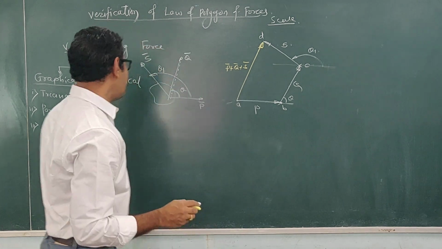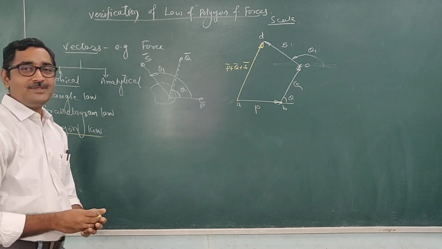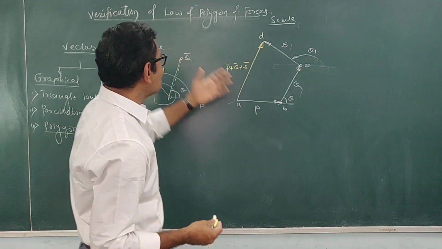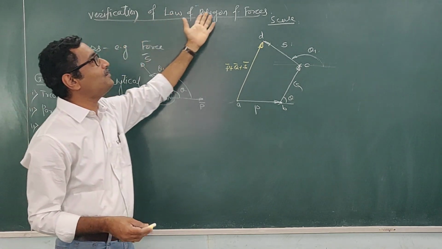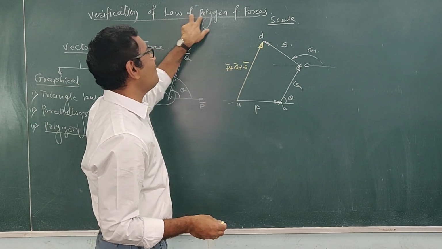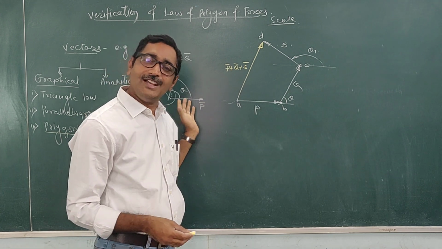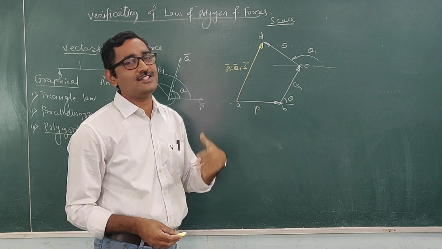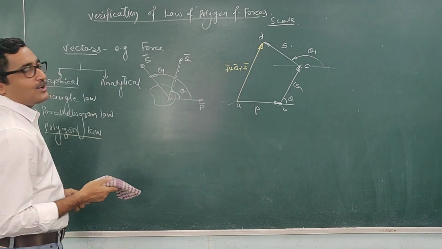Basically, these are the laws which are used to add vectors. Related to our subject of engineering mechanics, in which we are going to deal with force systems, we are going to apply this law of polygon to the force systems, and that's why it is the law of polygon of forces. Otherwise, you can apply it for any vector summation. You can add acceleration vectors, velocity vectors, displacement vectors, or any other vectors also. But we are going to use it for forces.